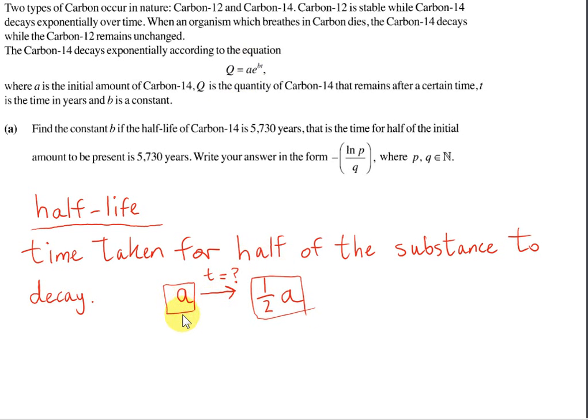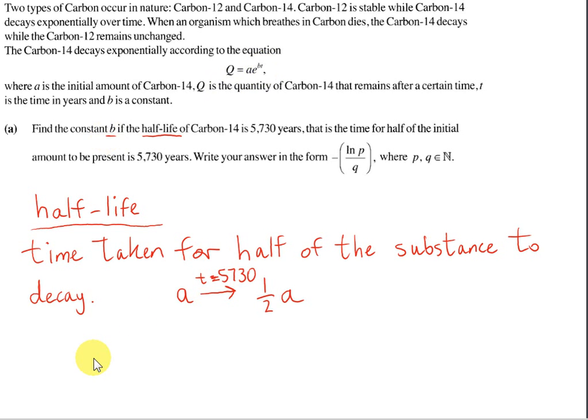But of course we don't have to start with A. We could start with any amount, as we saw in the picture. In the picture we saw that A was 4, and we wanted the time for the substance to go from a quantity of 4 to a quantity of 2, and we saw that the time was roughly 0.46. Now actually in this question we're given the half-life. It's 5,730 years. And we have to work backwards to find a constant b.